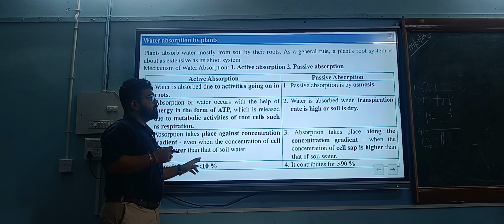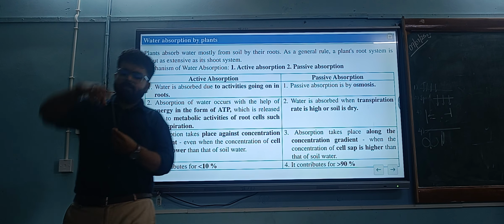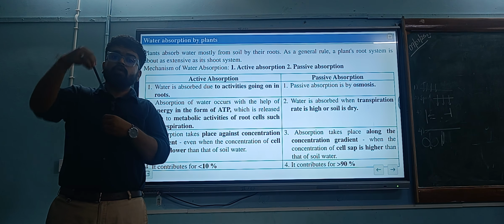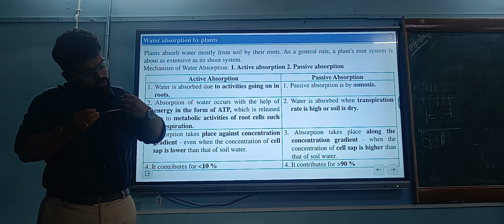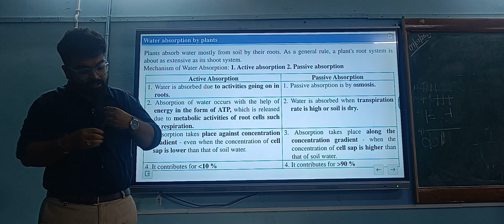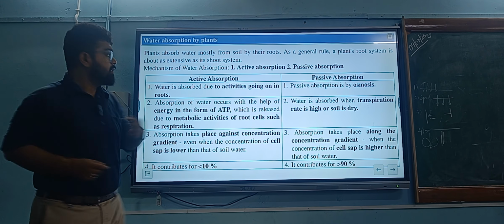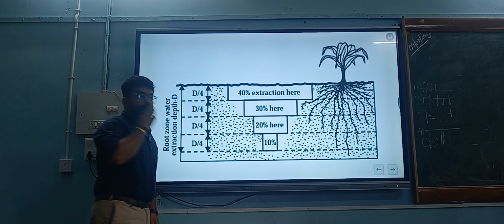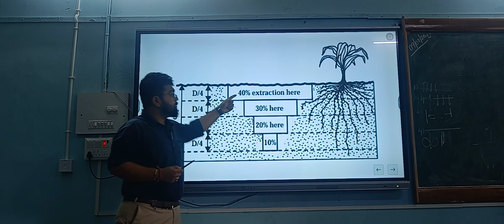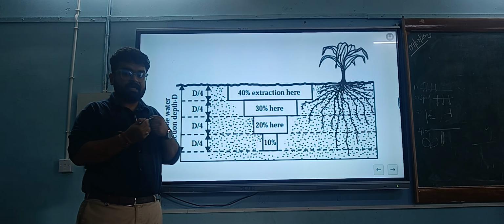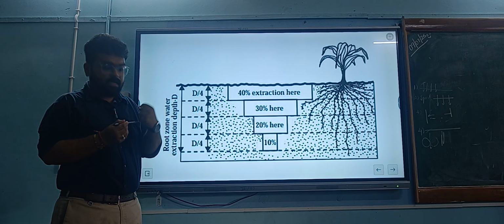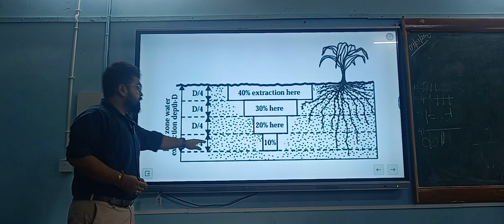After understanding absorption, if we take this as the root, how it is absorbing from the soil, now we need to understand, if these are the layers of the soil, in which layer how much percentage of water is absorbed and in which layer irrigation is very important. If you see here, this is the picture which shows the layers of absorption: the first layer, second layer, third layer, fourth layer. 40% of extraction is taken from the first layer, 30% from the second layer, 20% from the third layer, and 10% from the remaining lower layer.